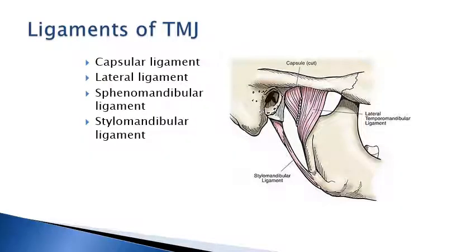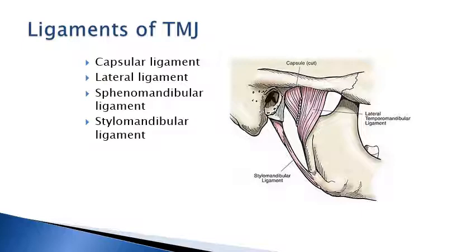Okay, so the last part of the temporomandibular joint is the ligaments. Ligaments are the ones which attach bone to bone. So these ligaments of the temporomandibular joint include the capsular ligament, which makes the entire temporomandibular joint give a compartment type of effect. Then you have the lateral ligament. This is a very important ligament of the temporomandibular joint. As I discussed, this particular ligament does not allow the lateral translation of the temporomandibular joint.